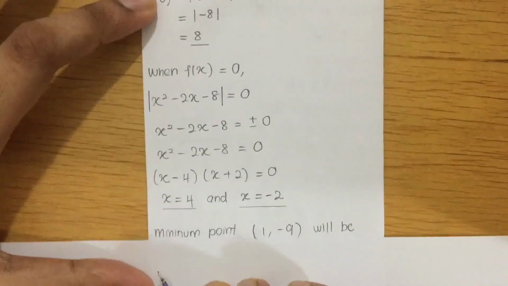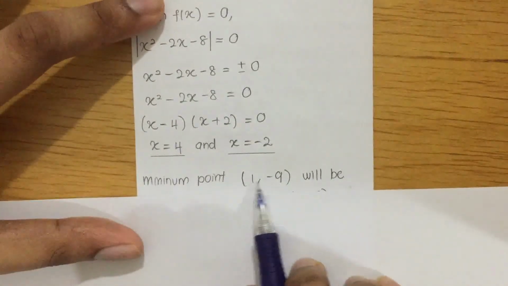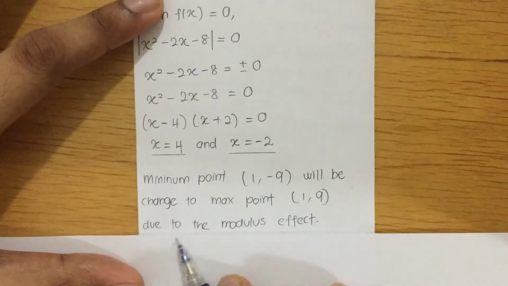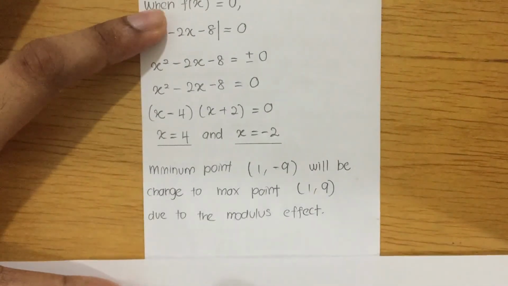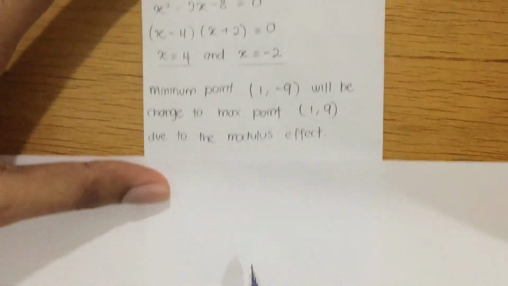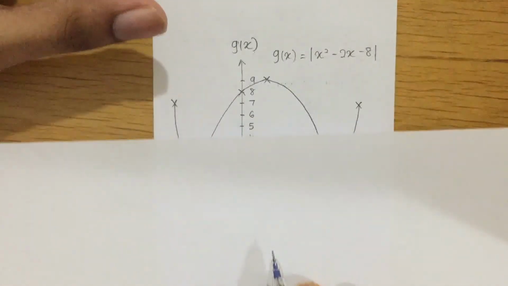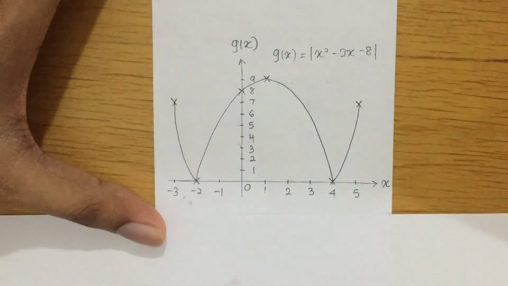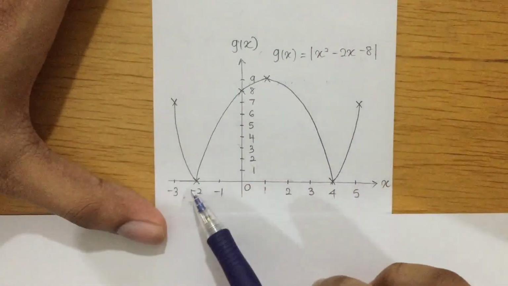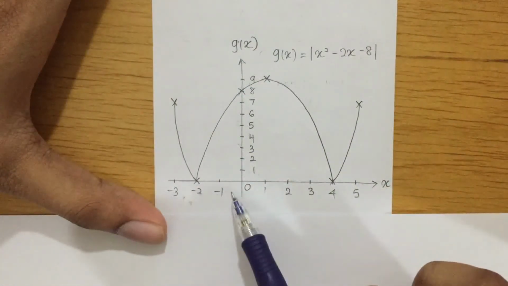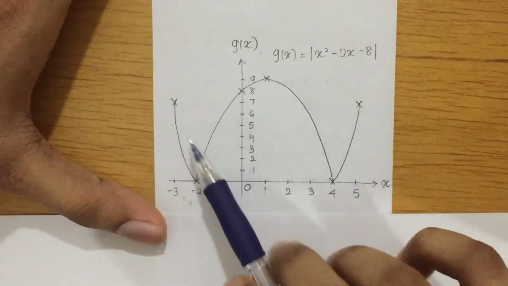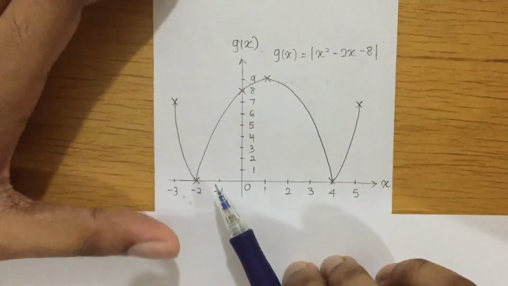Your minimum point (1, -9) will be changed to a maximum point instead, which is (1, 9). Why (1, 9)? Due to the modulus effect, like I mentioned, guys. From here, let us perform the sketch for the g(x) function itself. Let me show you the diagram now. This is the finished sketch, guys. As you can see, this is the clear difference between the functions g(x) and f(x). Whatever value you input, you always get a positive value at the end.